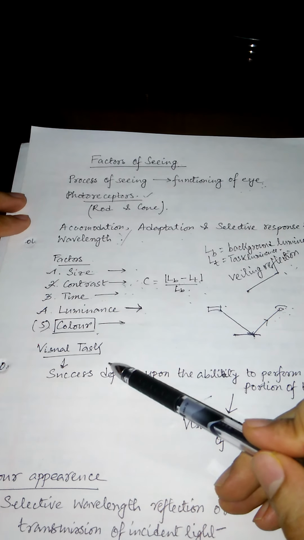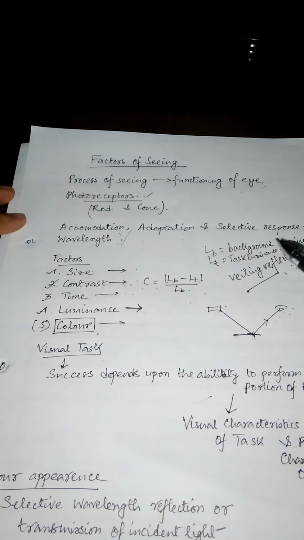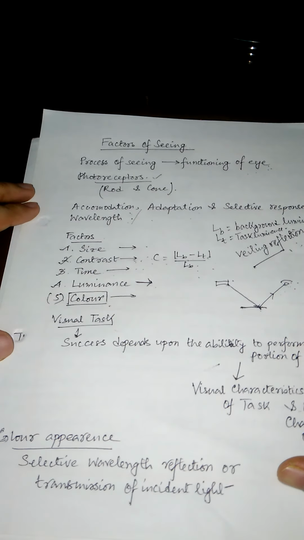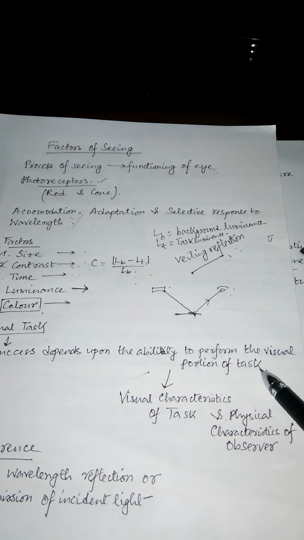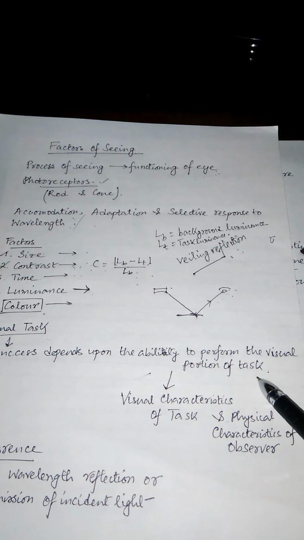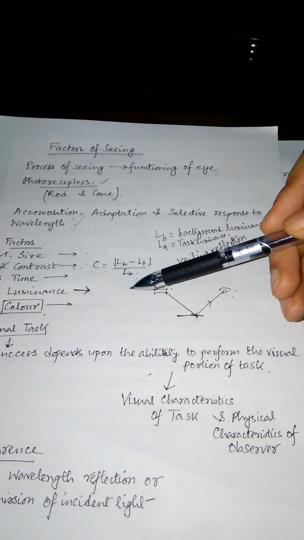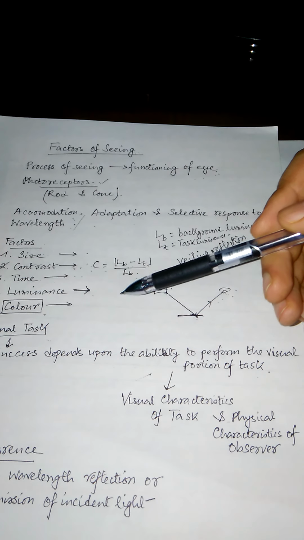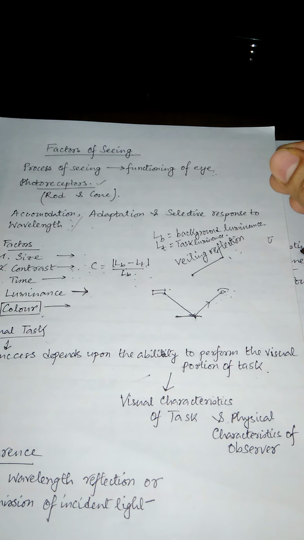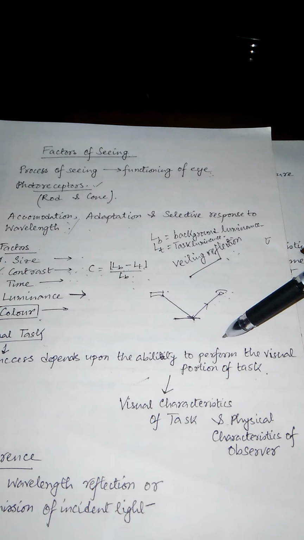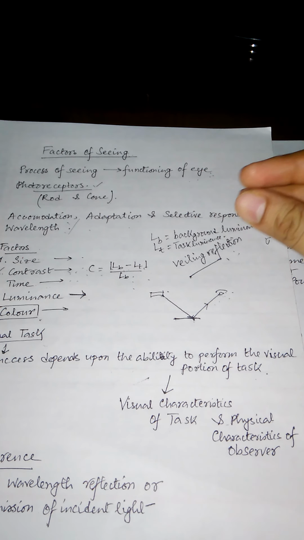Now suppose we are considering a visual task. Visual task means the success depends upon the ability to perform the visual portion of the task. That means how we are going to see the object, so on that parameter the success depends. Suppose a doctor is going to do a particular operation in an operation theater, then obviously his performance is very much dependent on this particular visibility level.